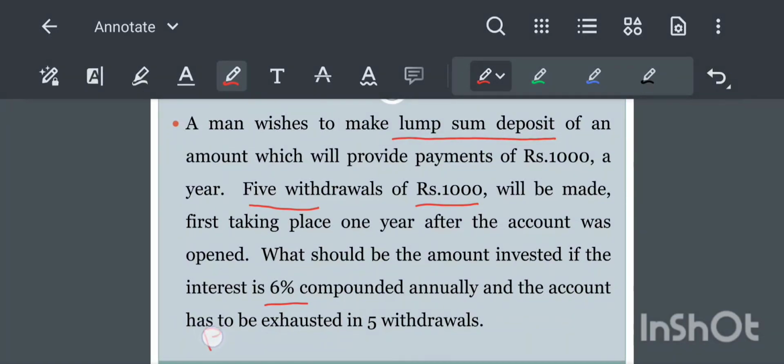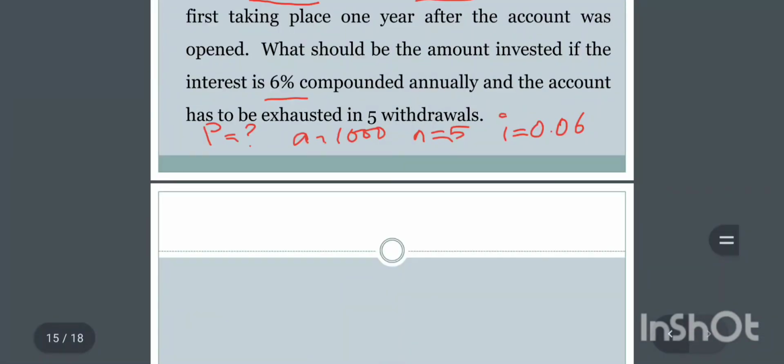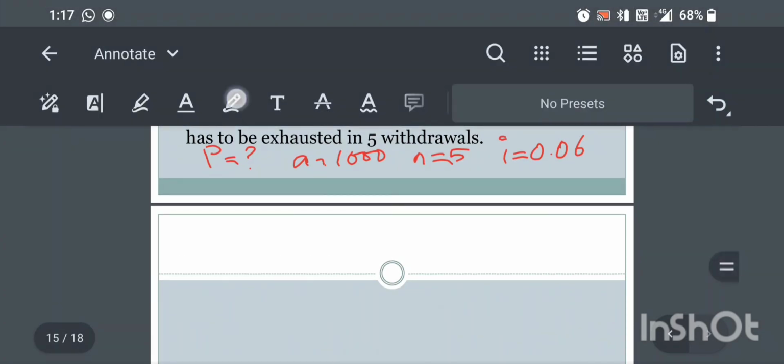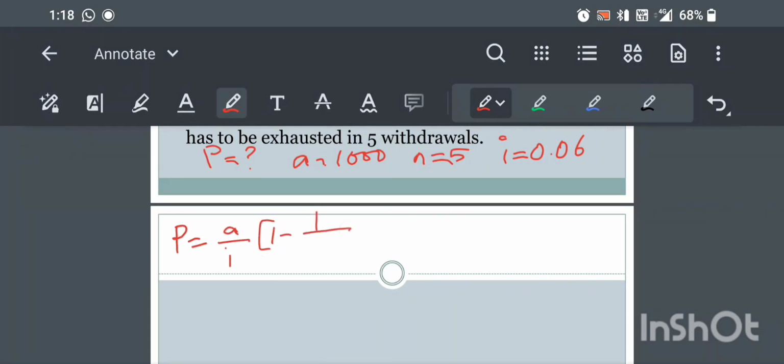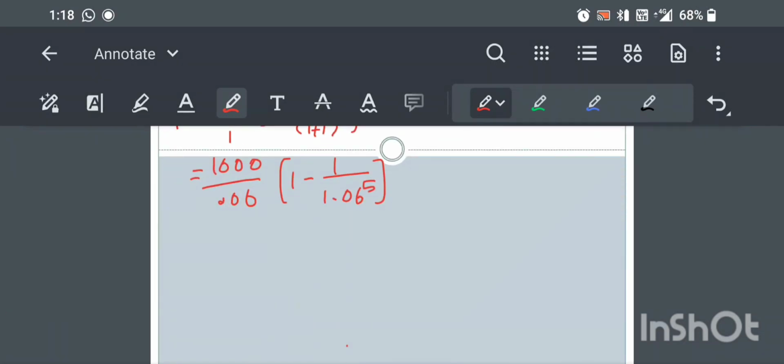So, we need to find the value for P, provided the value for A is given as 1000 rupees, n is 5 and the value for I is 0.06 as it is given as 6% compounded annually. The formula is P is equal to A divided by I into 1 minus 1 divided by 1 plus I the whole power n. So replace all the values, we will get our required result. 1000 divided by 0.06, 1 minus 1 divided by 1.06 to the power n, the value for n is 5. Make use of your calculator.